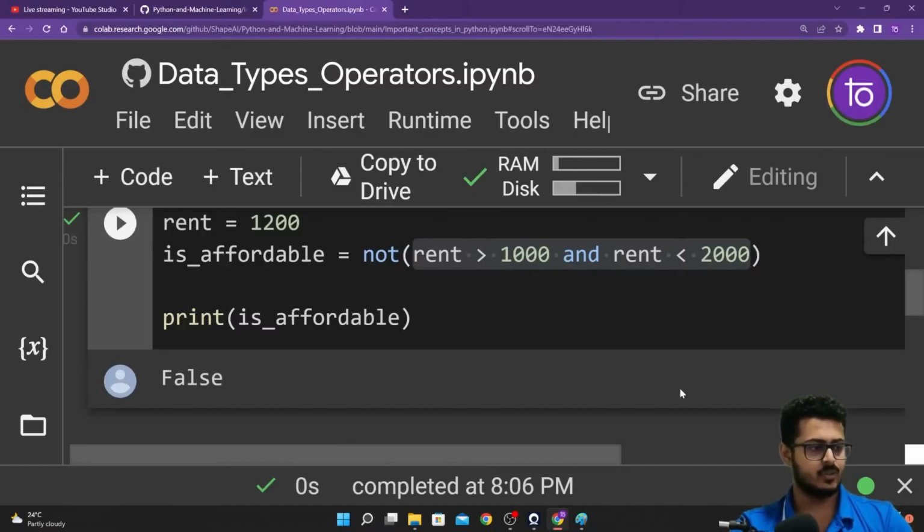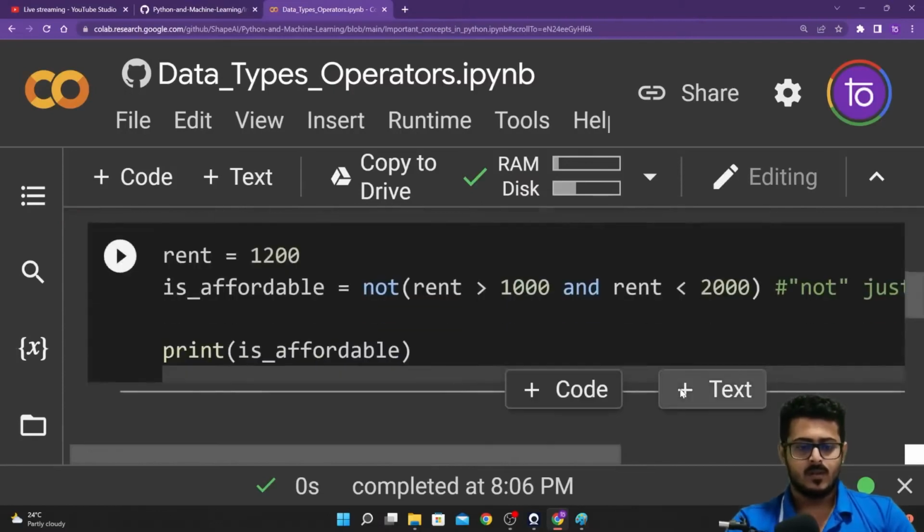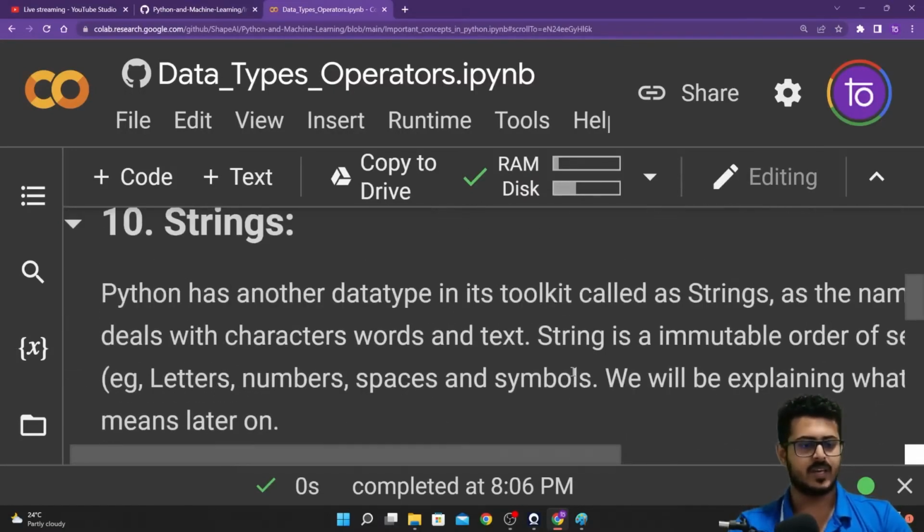So let's continue from right over there. Now that we have understood our Boolean data types as well, we need to understand the string data type. Python has another data type in its toolkit called strings. Why strings? Because just like you have a string of pearls, a thread of pearls, strings are basically like a thread of characters that you are able to attach together.